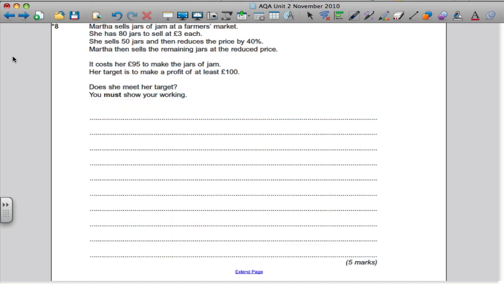Okay, moving on to question 8. So Martha's selling jars of jam at a farmer's market. She has 80 jars and she wants to sell them at £3 each. She ends up selling 50 at the correct price and then reduces her price by 40%. She sells the remaining jars at the reduced price. It costs her £95 to make jars of jam. Her target of profit is £100. Does she meet her target?